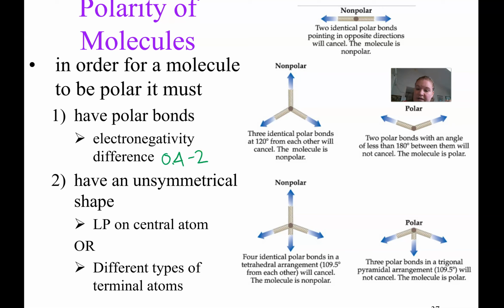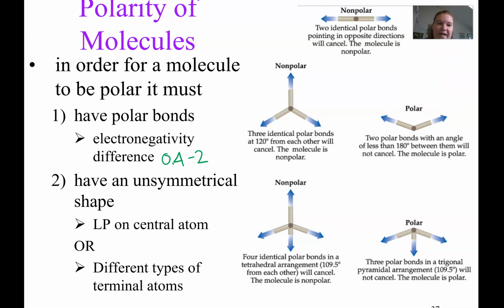The second one is that it has to have an unsymmetrical shape. And there's two ways that this can happen. Either there's a lone pair on a center atom, or we have different types of atoms attached to that center atom. So there's a couple examples over here on the right, and the book talks about using vectors and adding vectors up, which is something that if you end up taking a physics class, you'll do, or a higher level math class, but you don't even need to think about it that way.